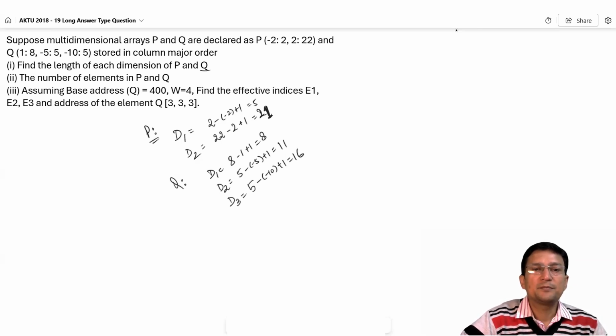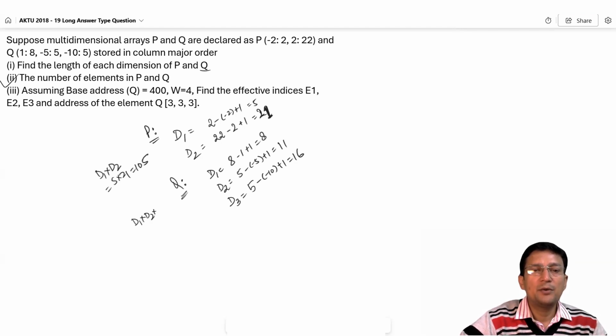Number of elements in P and Q. ये second question है. पहले question का answer हम already दे चुके हैं, dimension. अब हम second question का answer दे रहे हैं कि what will be the number of elements in P. So number of elements in P will be equals to D1 into D2. So this is equals to 5 into 21. It means 105.